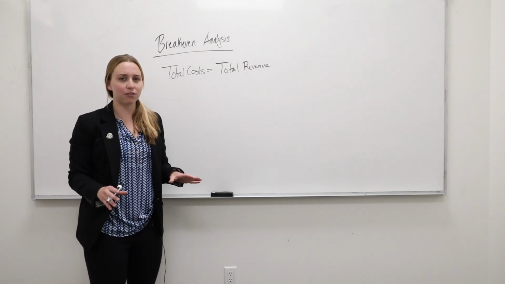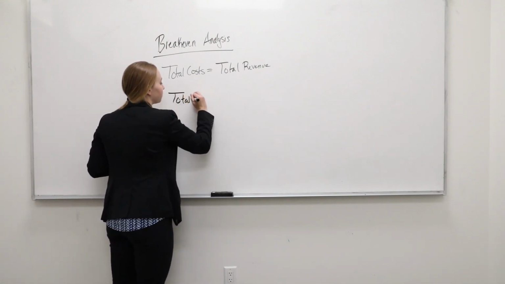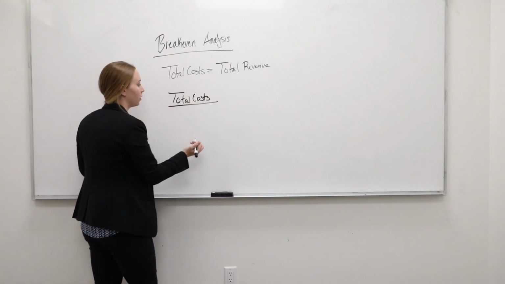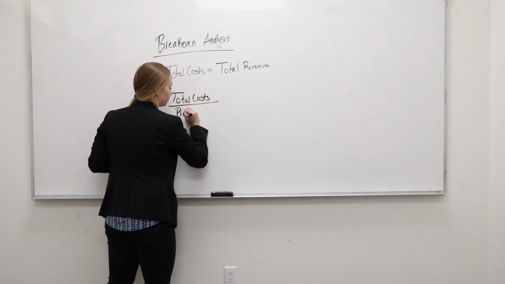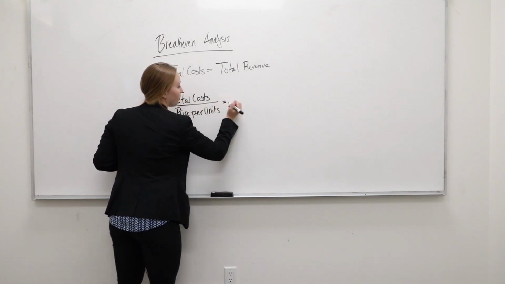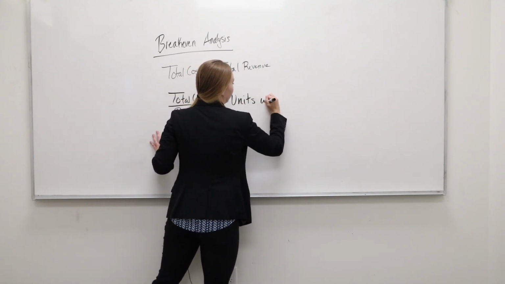So how do we find this? Well, what you're going to do is take your total costs and divide it by your price per unit. What this will give us is the number of units we need to sell.